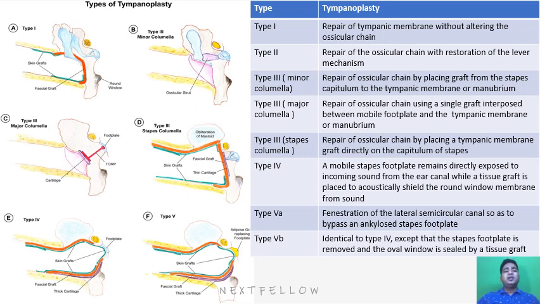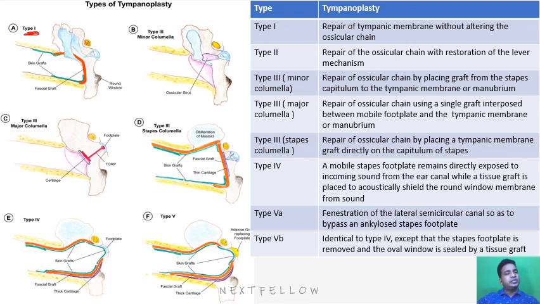So let's try to understand the various types of tympanoplasty. There are five types: type 1, type 2, type 3, type 4, and type 5. Firstly, type 1, look at this diagram. This is my type 1 tympanoplasty. In type 1 tympanoplasty, the ossicular chain is intact. There is no destruction of the ossicular chain, only a perforation in the tympanic membrane. In that, we put a graft over the ossicular chain, either by the underlay method or by the inlay method. So that is known as type 1 tympanoplasty. To simplify, we have shown the diagram. You can look at the diagram.